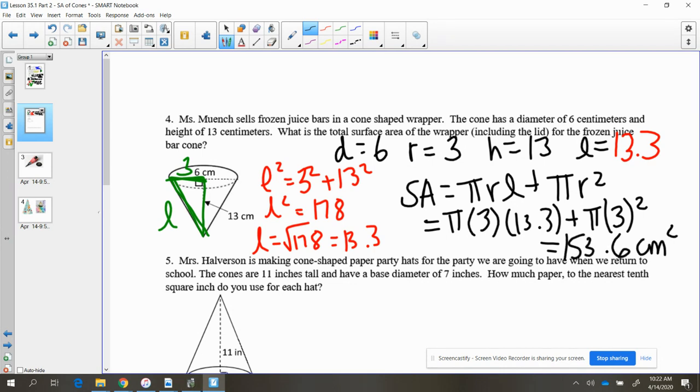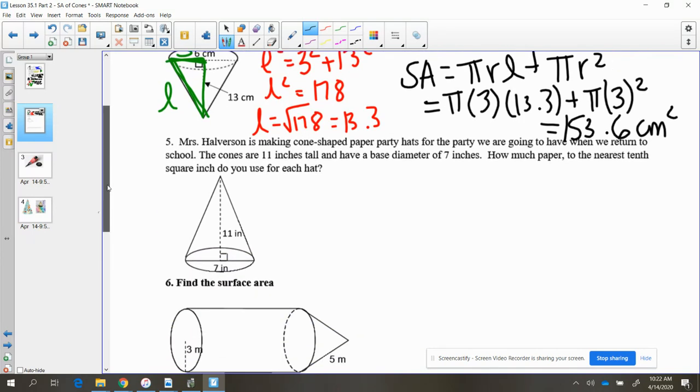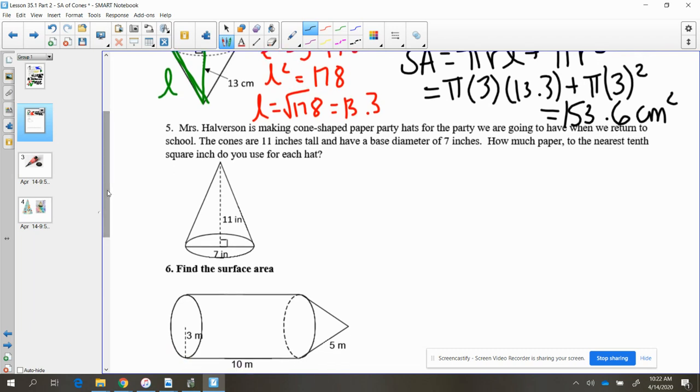Now our next example talks about Mrs. Helverson, and what Mrs. Helverson is doing is she's making a cone-shaped paper party hat for people at a party, and this is going to be for when we return to school. I know you all are ready for a big school reunion party. And the cones are 11 inches tall, have a base diameter of 7 inches, and we want to know how many square inches we need for each hat.